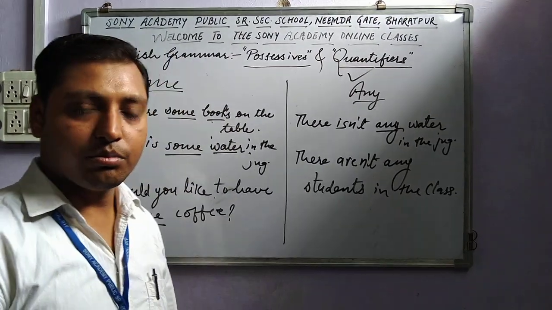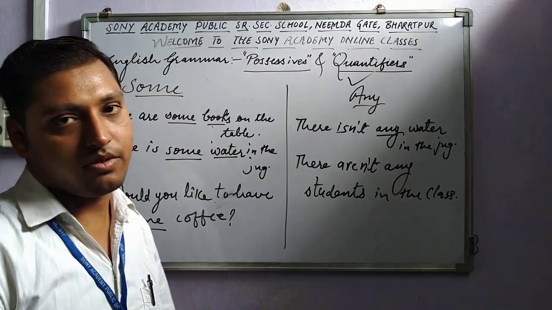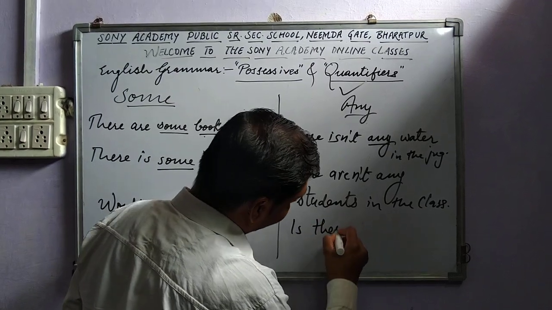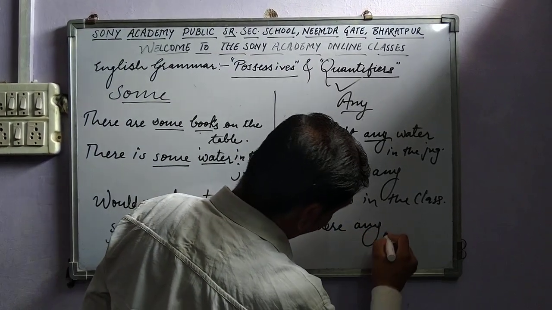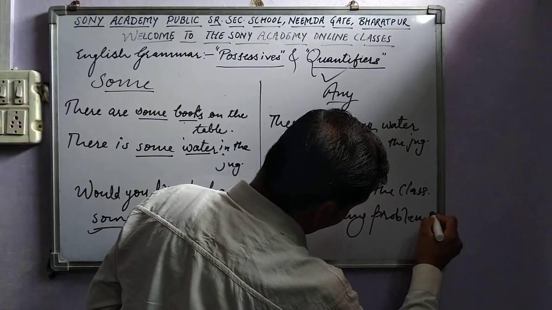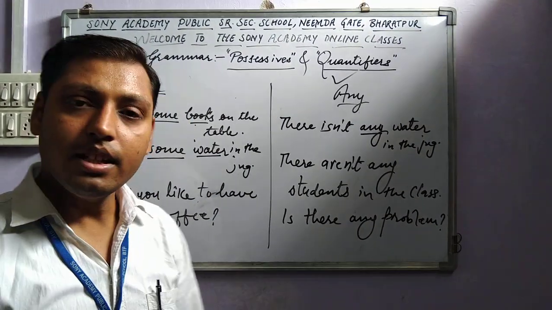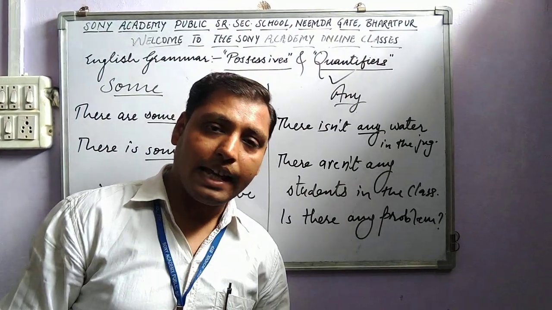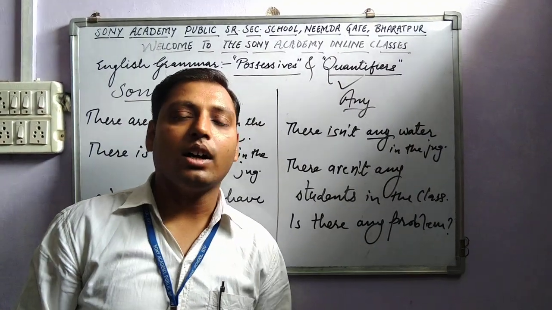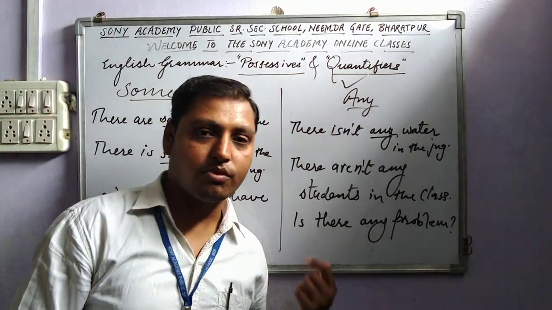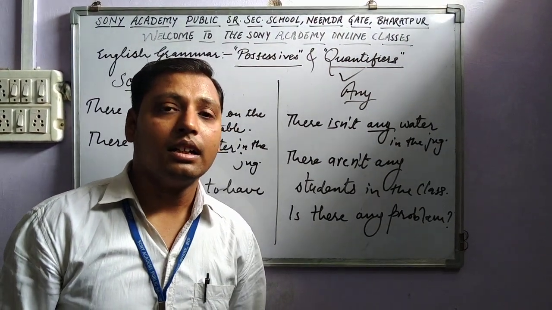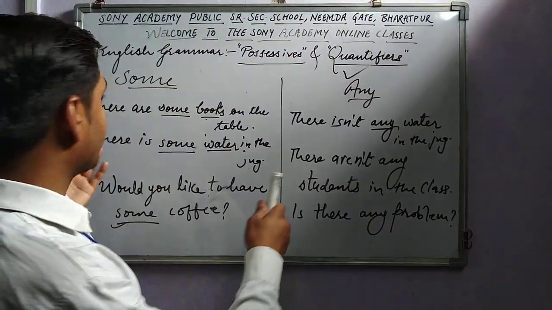Here I will tell you one more thing. It is used in questions as well. Like, is there any problem? We generally say, is there any problem? Actually, the expected answer is no. That's why for that negative sense we have used this question. And this is a simple question. This is not an offer. So, all that is about some and any.